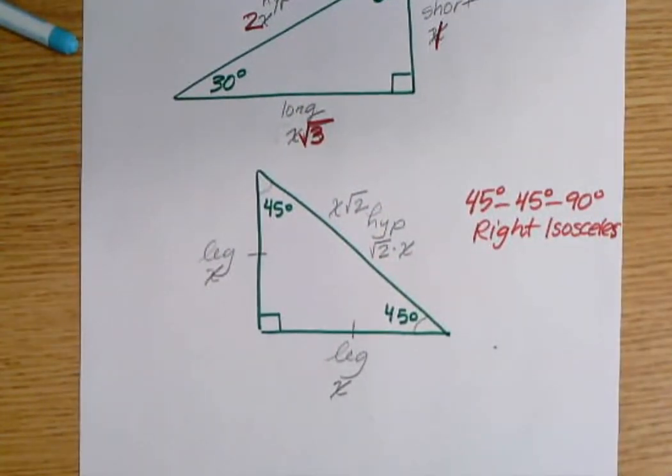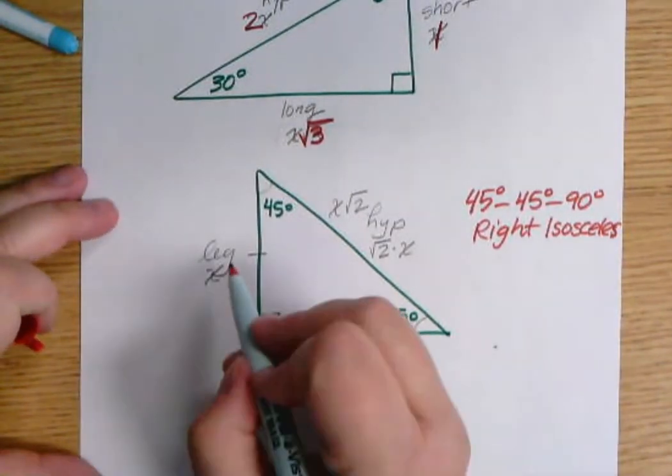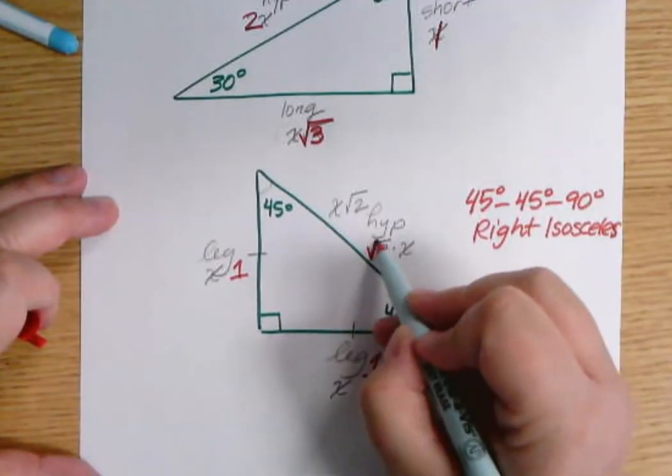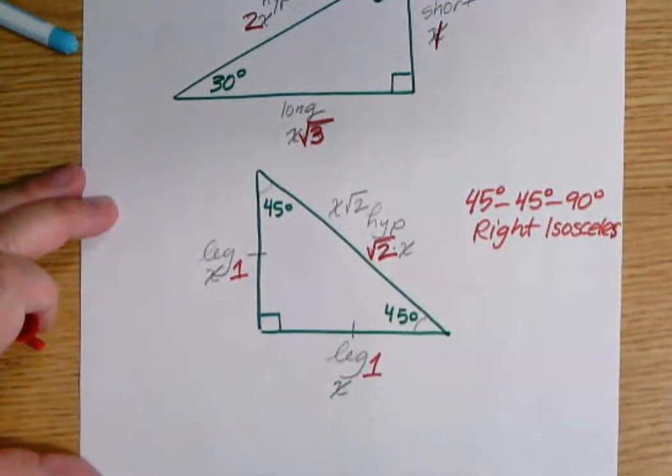Okay, so let's suppose that my leg is a length of 1. Then this one would be 1, and this one would just be square root of 2 times 1, or just square root of 2.